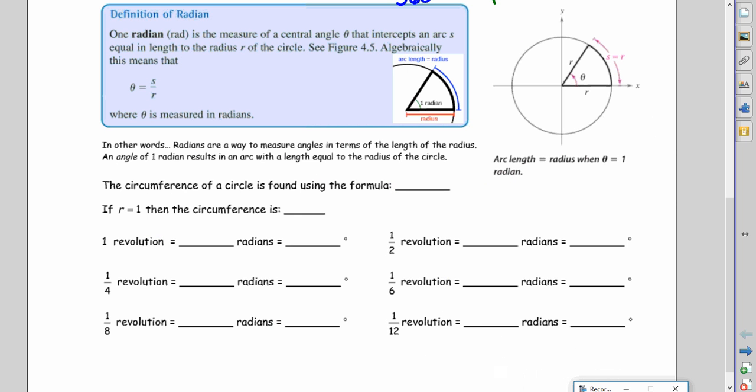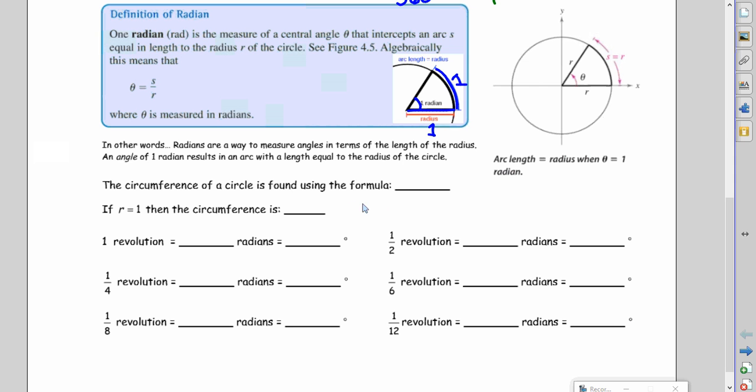Here is our definition of radian. One radian is the measure of the central angle theta that intersects an arc equal in length to the radius of the circle. So if this radius is 1 unit long, then the arc is 1 unit long. The arc measure is 1, and the central angle is 1 in radians. In other words, radians are a way to measure angles in terms of the length of the radius. An angle of 1 radian results in an arc with a length equal to the radius of the circle.